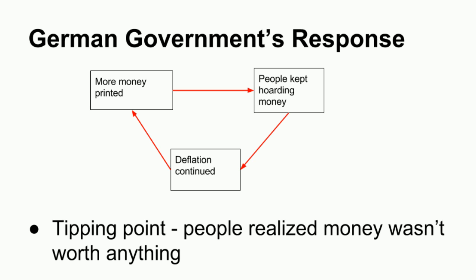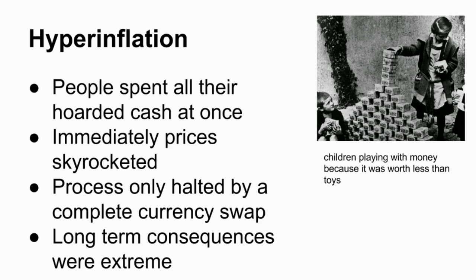Germany had no choice but to keep printing money faster and faster until a turning point was reached. At that turning point, people realized that the money they were hoarding was going to very quickly become devalued due to the massively increased money supply. They suddenly all attempted to liquidate their cash and purchase real goods. This immediately created a situation of hyperinflation.